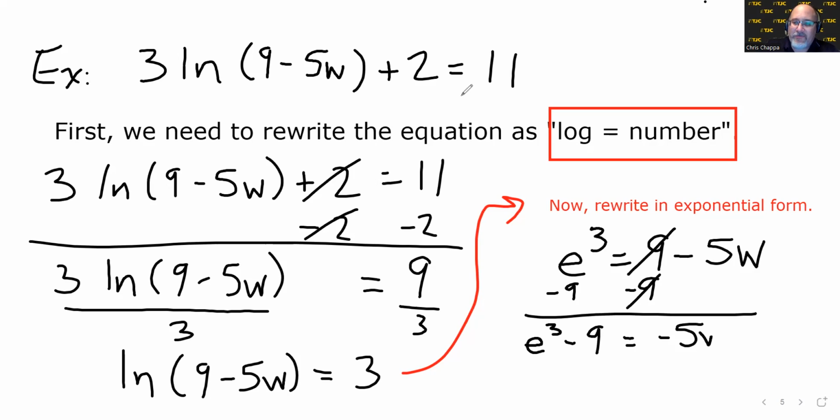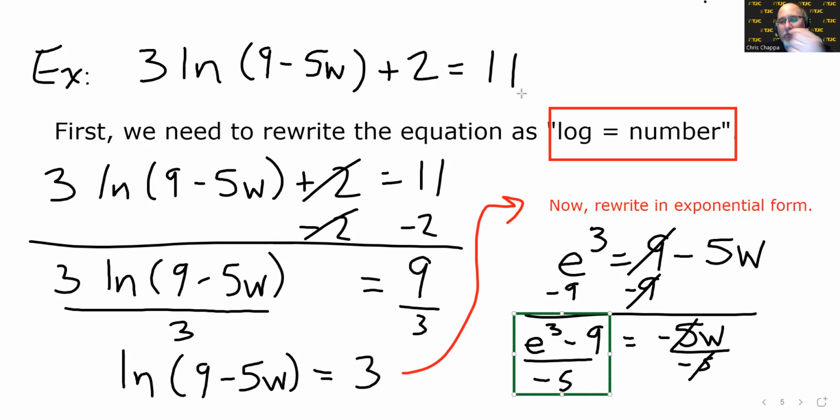The 5 is negative, and it still is. And then to get the w by itself, we can divide both sides by negative 5. And when we do that, we get w equals this fraction, e to the 3rd power minus 9 all over negative 5. Let's try putting that in our answers.